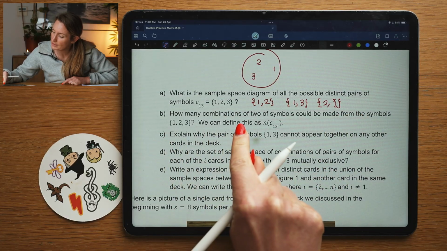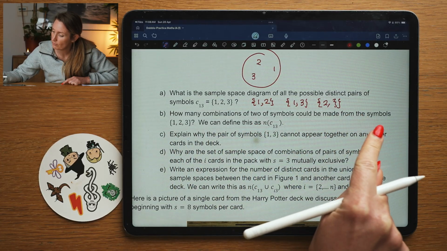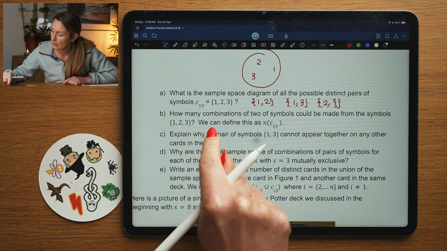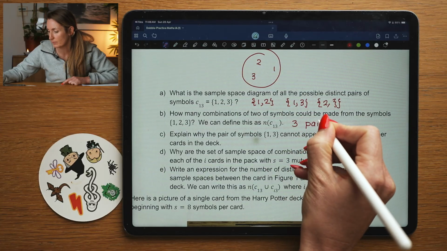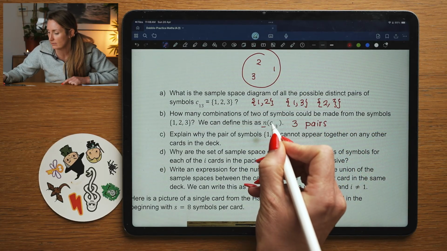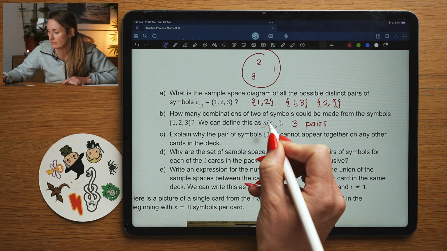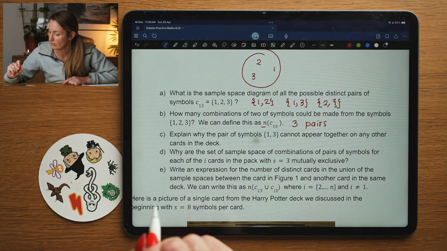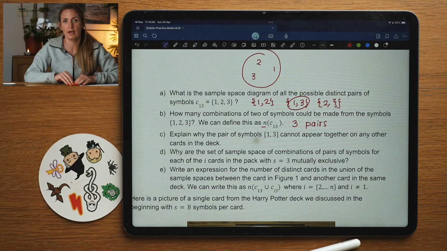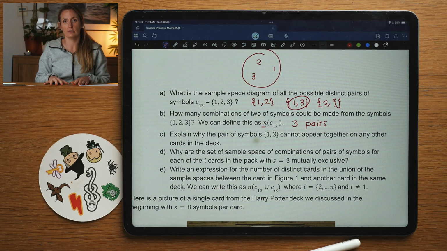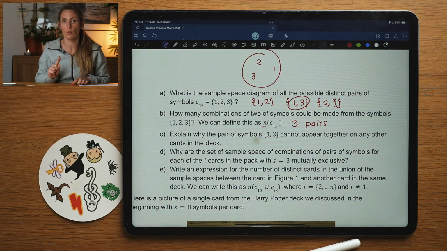So how many combinations of 2 symbols could be made from the symbols on the 1, 2, 3 card? There were 3 pairs here. And we've defined that as NC_1^3, the number of distinct pairs on the first card with 3 symbols. We need to explain why the pair 1, 3 cannot appear together on another card. It can only appear on the first card. And the reason for this is each pair of cards can match once and only once.